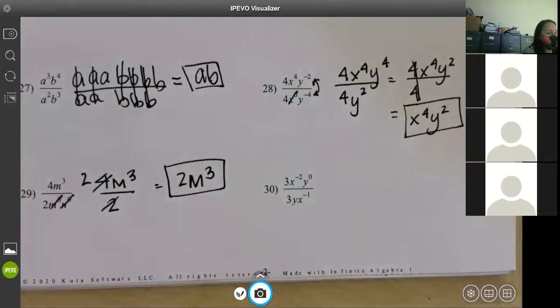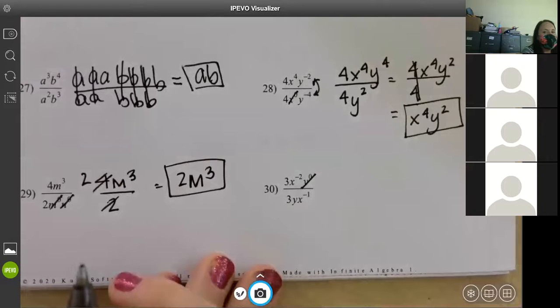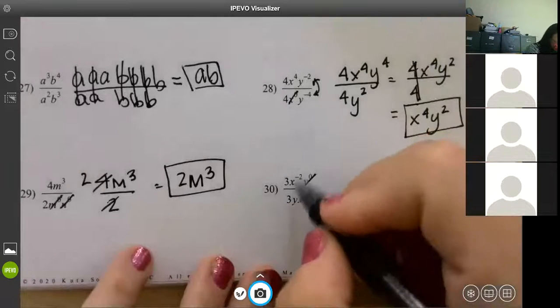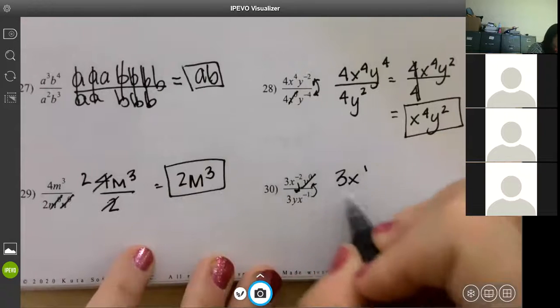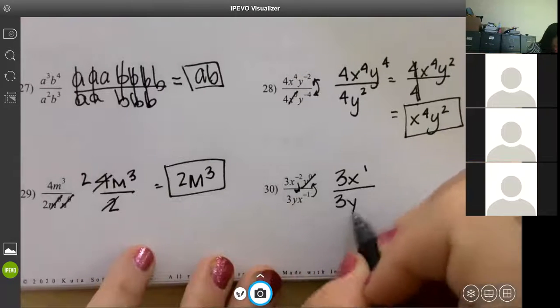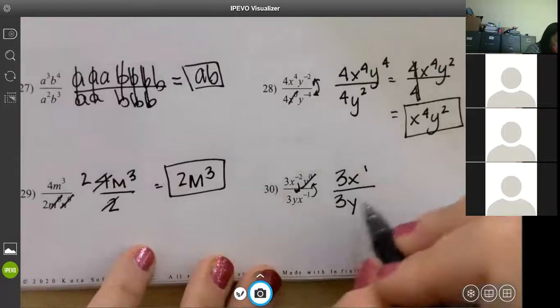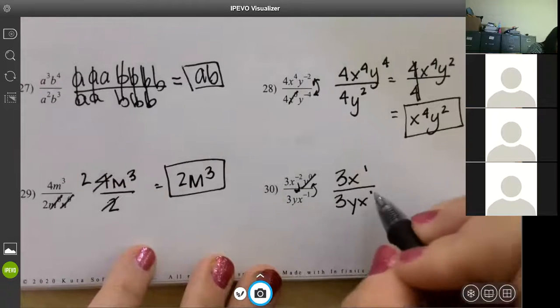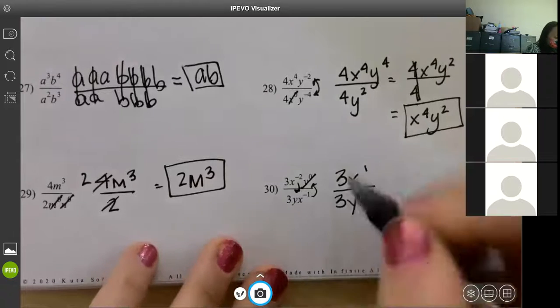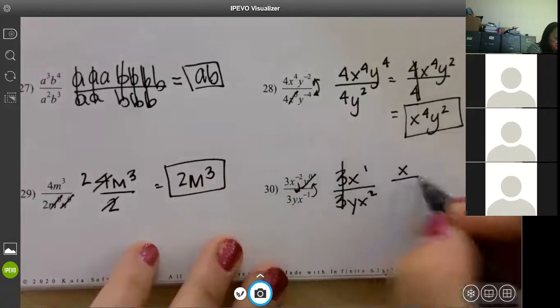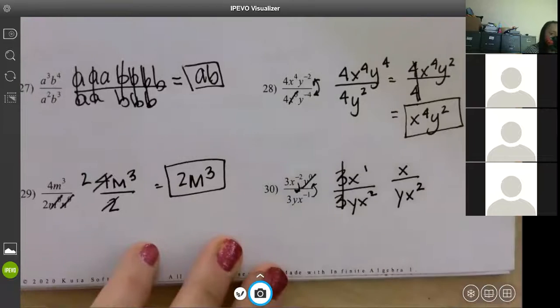Okay. And then the last one. What do you see on this one? 0 and 80. Zeros will cancel out. Switch the negatives. So I get 3x to the positive 1 over 3y, x to the second. Sorry. All right. What can I do now? The 3's will cancel out, so that leaves me with x over y x squared.